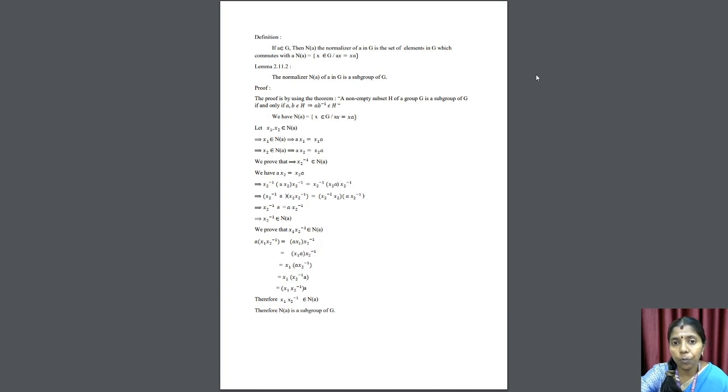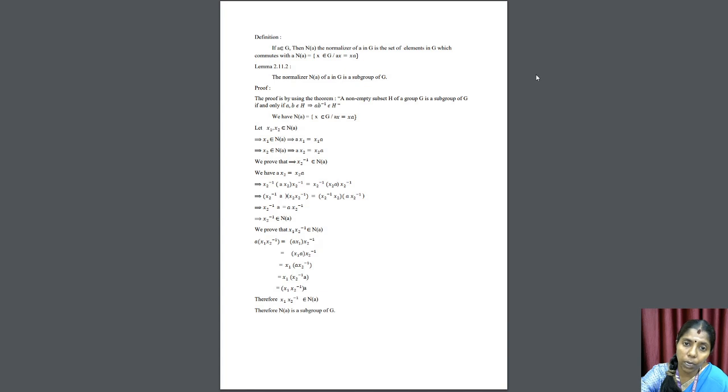Now we see the proof. The proof is by using the theorem: a non-empty subset H of a group G is a subgroup of G if and only if A, B belongs to H implies A, B inverse belongs to H. Two elements taken from the subset, if they satisfy A, B inverse belongs to H, then we call H a subgroup of G. Okay, we use this theorem.